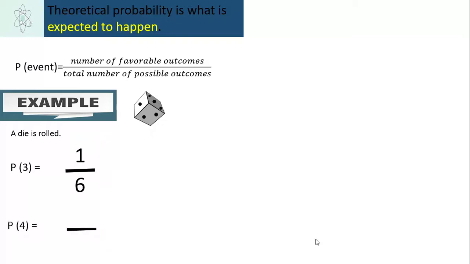How about the probability of getting 4? Still, we have 6 possible outcomes: 1, 2, 3, 4, 5, or 6. And the chance of getting 4 on a roll is 1. Therefore, the probability of getting 4 is 1/6 also.